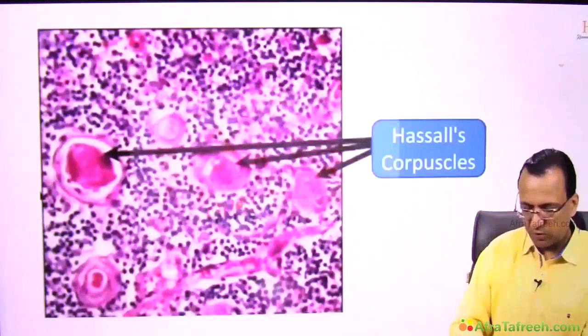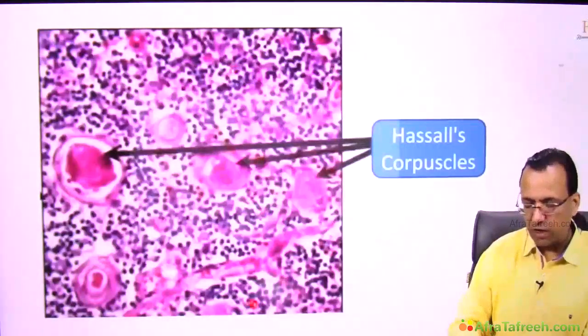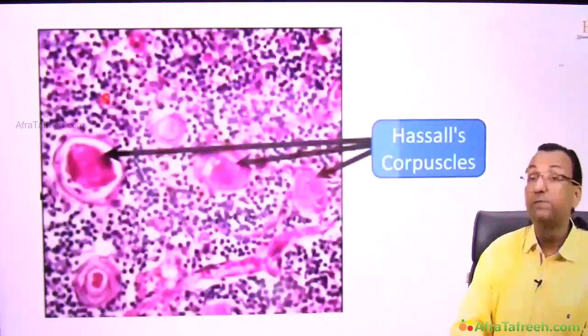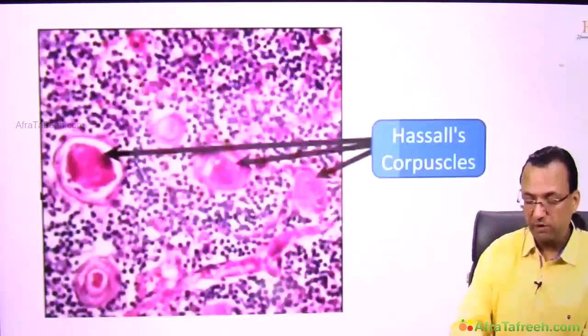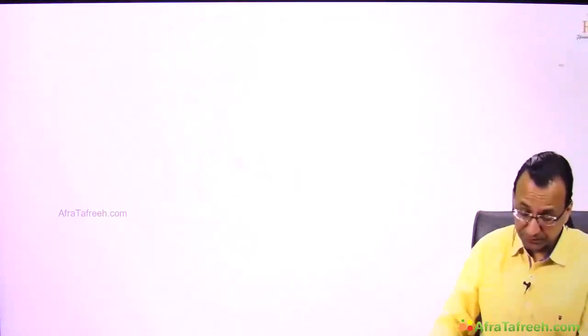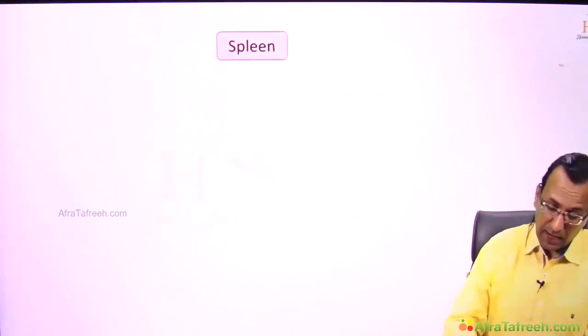Okay, what are these blue dots? These blue dots are all lymphocytes with a large nucleus, which is basophilic, blue color, hematoxylin. Okay, thymus. What about the next one? Next one is the spleen. And how do you know it is spleen?